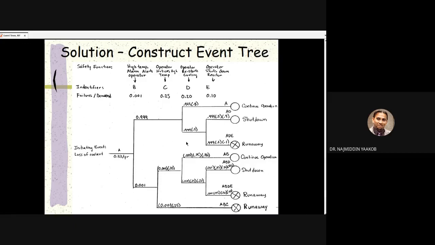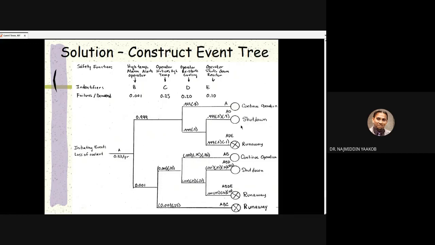For a success it is 1 minus 0.001. This is the failure, so you get 0.99. Here is the failure, so the failure is 0.001. It's a failure, so we go straight for a success. This value for the success of operator restart cooling is 0.8, because 1 minus 0.2, you get 0.8.